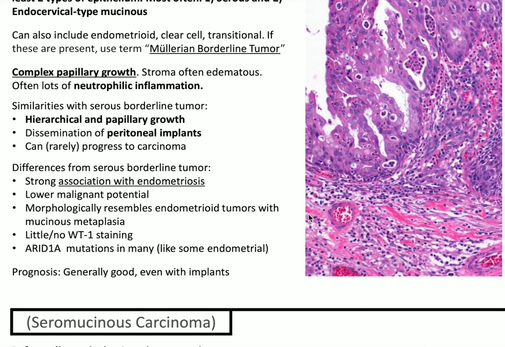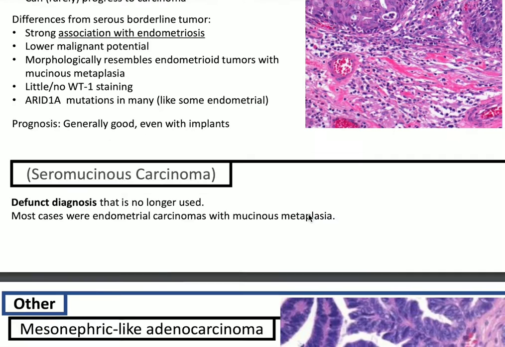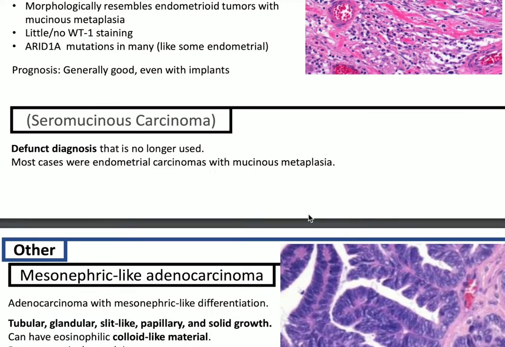Different from serous borderline tumor, however, is its strong association with endometriosis, lower malignant potential, and morphologically resembles endometrioid tumors with mucinous metaplasia, little to no WT1 staining, and ARID1A mutations in many. Seromucinous carcinoma is a defunct diagnosis that is no longer used.